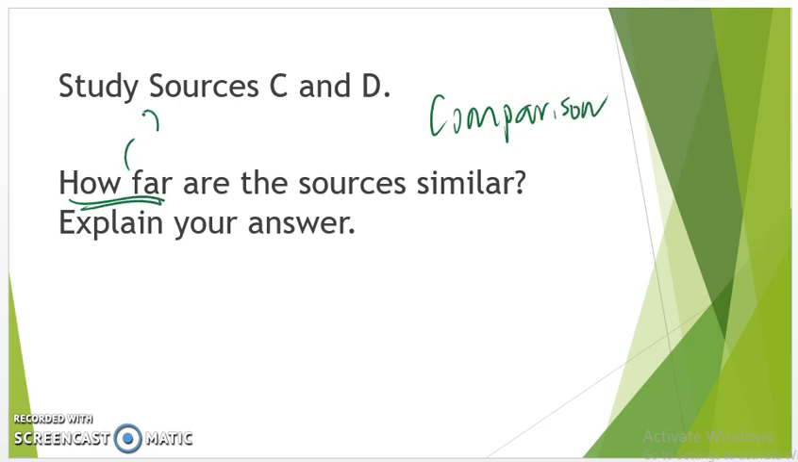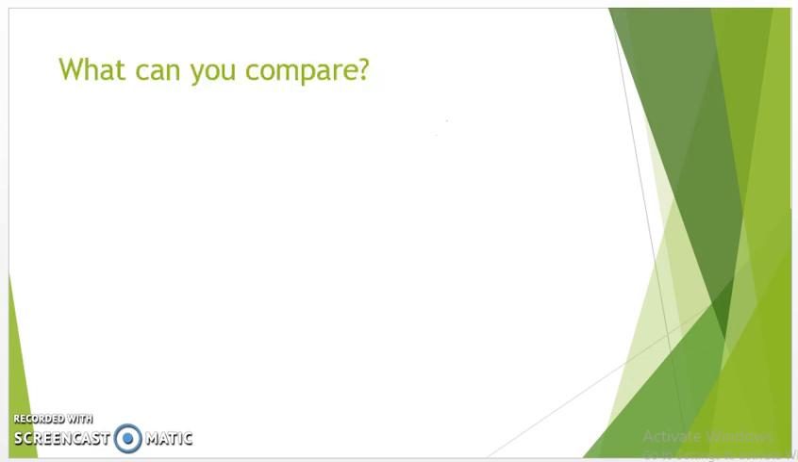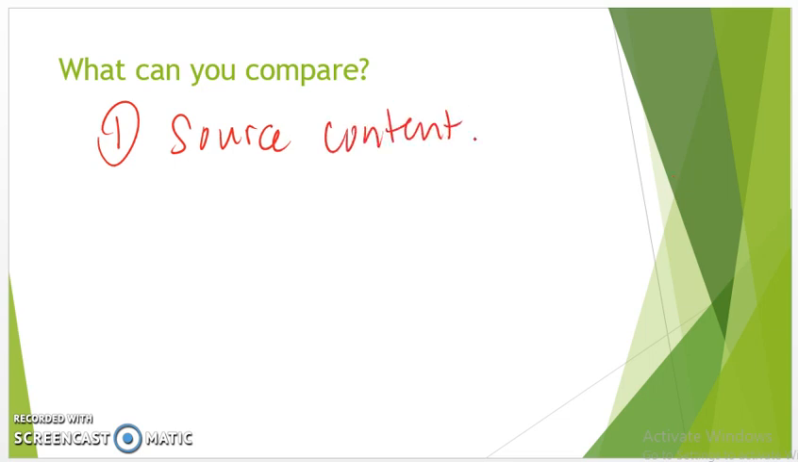We know that it is two-sided, so you need to give me both the similarities and the differences. Okay, so what can you compare? There are a few things that you can compare. Number one would be the source content. That means that actually you're comparing the inferences. We need to make inferences for both the sources and see if they are similar or different.